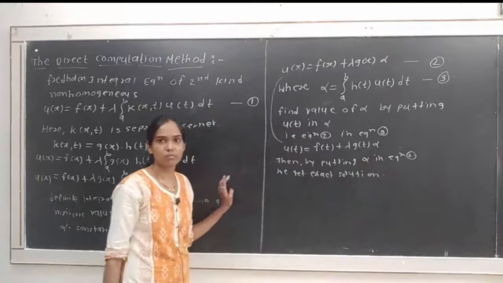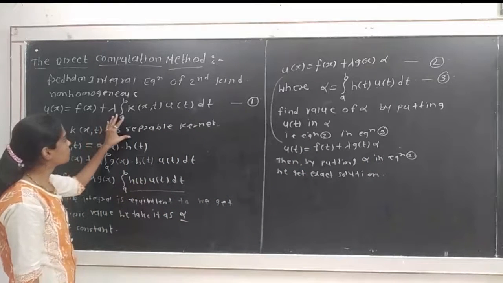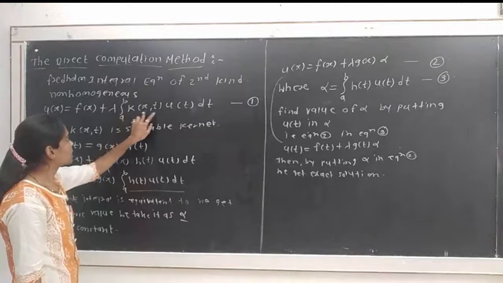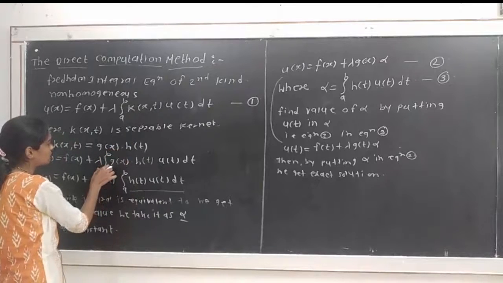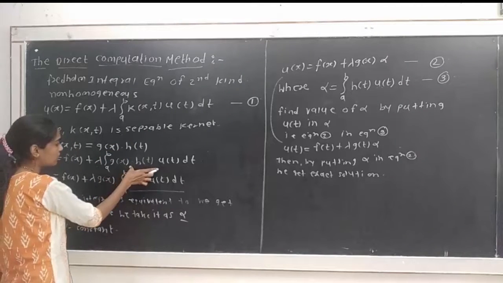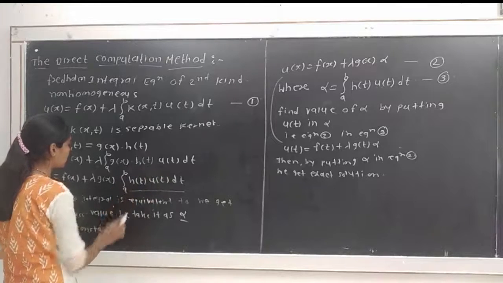Okay, so it is the simple method, that is the direct computation method. In this, given that your kernel will be a separable kernel, we take g of x, that is the function in x, outside from the integration. Then the remaining part of that integration will be only in terms of t. We consider this as alpha.